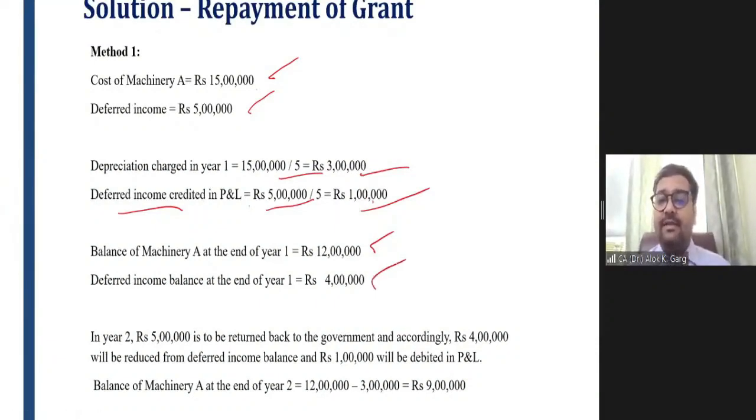And now in the second year this grant is repayable. So what we need to do? We need to set off this deferred government grant of 4 lakh rupees. We need to debit the deferred government grant by 4 lakh rupees and credit the grant payable or bank account by 5 lakh rupees. And this 1 lakh rupees balance will go to P&L. Understood? And the machinery account will go as it is because it is at the full value. It is the gross approach. There is no change in the calculation of depreciation or value of the machinery.